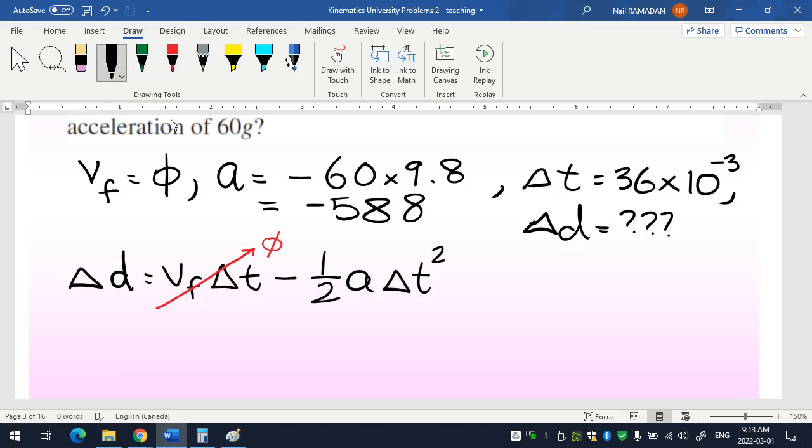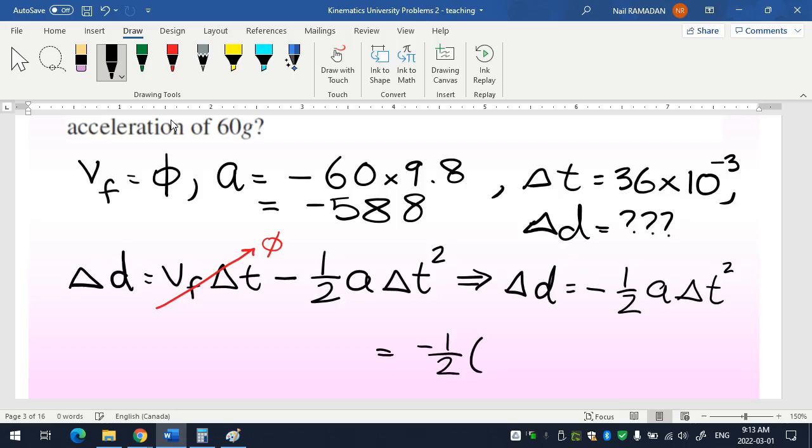So this equation reduces to delta D equals, which means we have just 0 minus, or just negative 1/2 A delta T squared. Okay, let's keep going. Equals negative 1/2. What's the value for A?